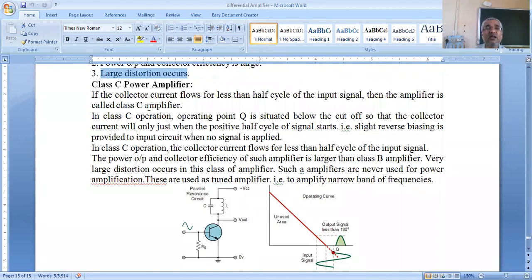So if the collector current flows for less than half cycle of the input signal, then the amplifier is called class C amplifier. म्हणजे इनपुटच्या हाफ सायकल पेक्षा लेस साठी कलेक्टर करंट फ्लो होते. The collector current flows for less than half cycle of the input signal, and therefore the amplifier is called as the class C amplifier. So in class C operation, operating point is situated below the cutoff.